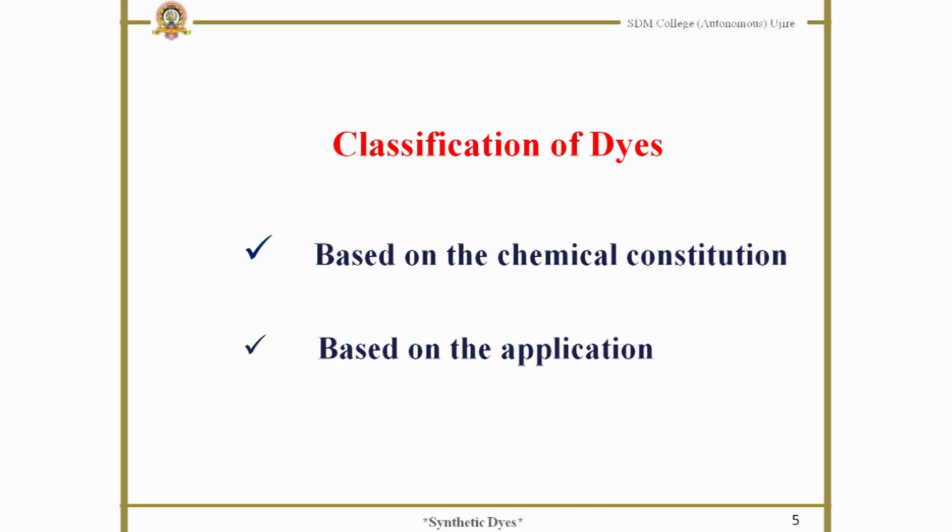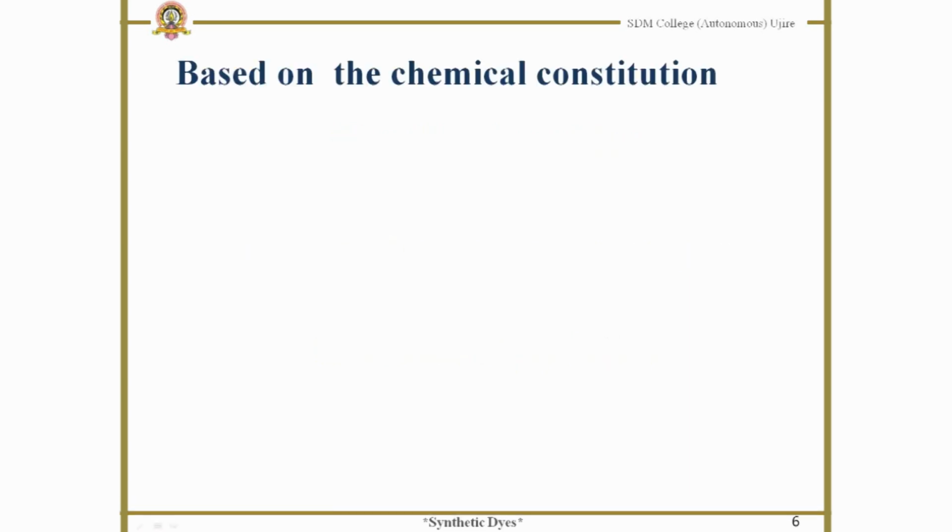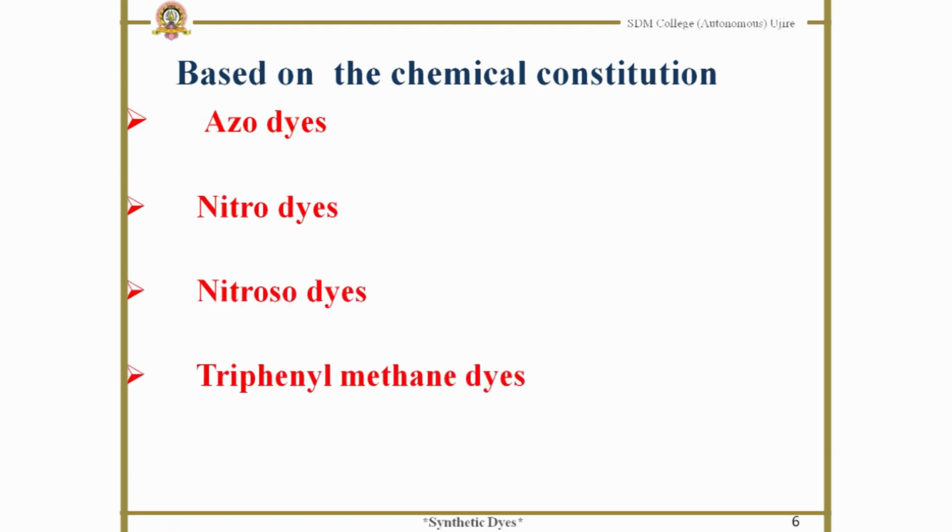Dyes are classified into different types based on various aspects. Mainly, dyes are classified based on the chemical constitution and the application of dyes to the fabric. The classification of dyes based on the chemical constitution are azo dyes, nitro dyes, nitroso dyes, triphenyl methane dyes, anthraquinone dyes. Now, let me explain all these types of dyes in brief one by one.